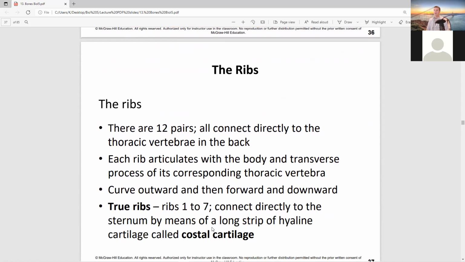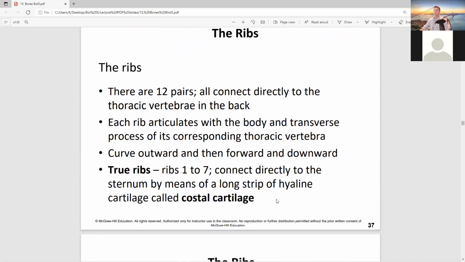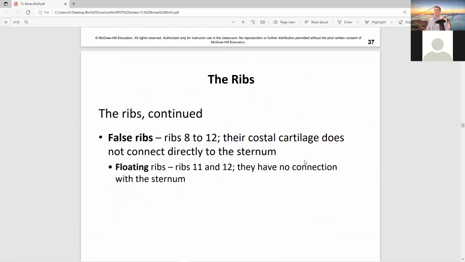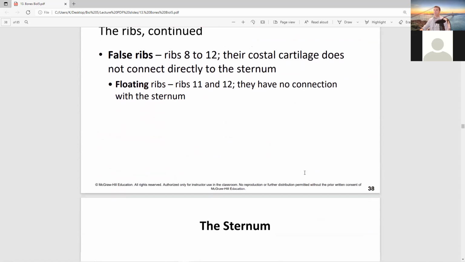So the ribs, there are 12 pairs, all connected directly to the thoracic vertebrae in the back. Each rib articulates with the body and transverse process of its corresponding thoracic vertebra, curves outward and then forward and downward. The true ribs are ribs 1 to 7, which connect directly to the sternum by means of a long strip of hyaline cartilage called costal cartilage. The false ribs are ribs 8 to 12. Their costal cartilage does not connect directly to the sternum. The floating ribs are ribs 11 and 12. They have no connection with the sternum at all.